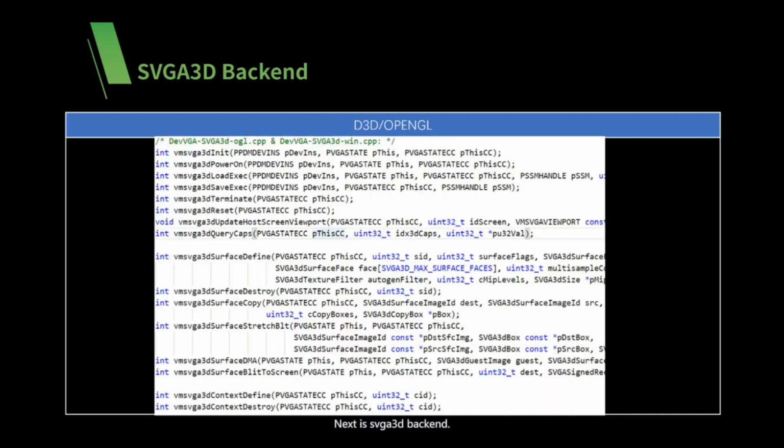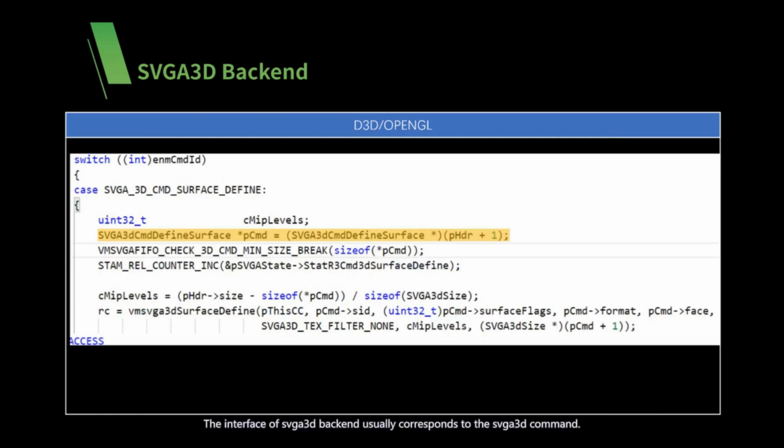Next is the SVGA 3D backend. As mentioned earlier, the SVGA 3D backend includes DirectX and OpenGL. As shown in the figure, they define a unified interface, so that the SVGA 3D device only needs to call the interface and doesn't need to define the backend. The interface of the SVGA 3D backend usually corresponds to the SVGA 3D command.